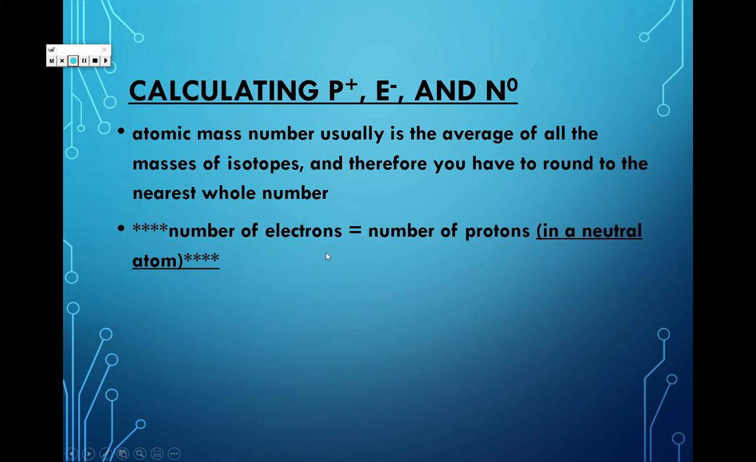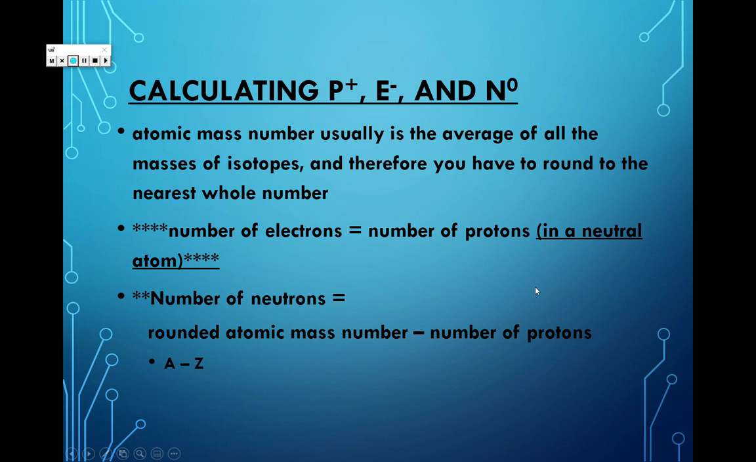So the number of electrons is the number of protons. That's what we're going to do today, neutral atoms. So if you want to highlight that, there are lots of dots there, or stars. And then the number of neutrons, you round the atomic mass number and subtract the number of protons. If you're into symbols, A minus Z. If you're not into symbols, that's fine too.